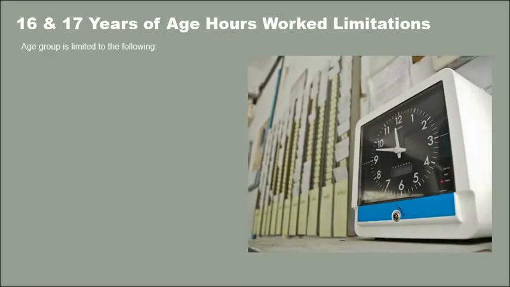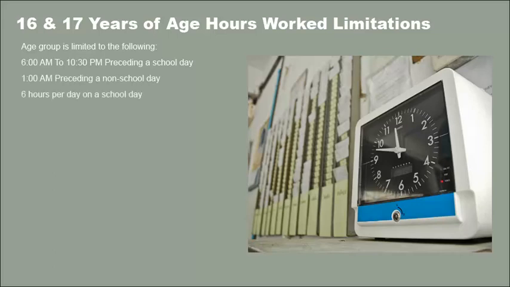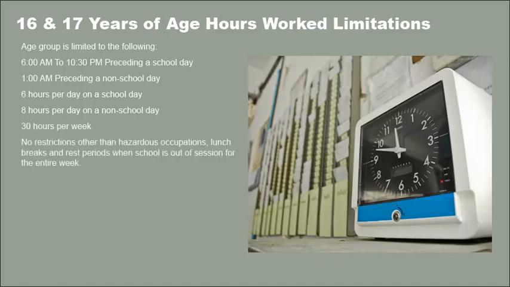The hours worked restrictions for a minor 16 and 17 years of age are as follows: 6 a.m. to 10:30 p.m. preceding a school day, and 1 a.m. preceding a non-school day. 6 hours per day on a school day, and 8 hours per day on a non-school day. They may work 30 hours per week. There are no restrictions other than hazardous occupations, lunch breaks, and rest periods when school is out of session for the entire week.